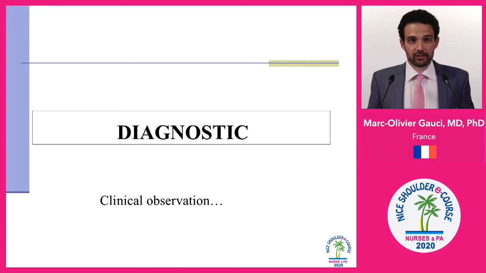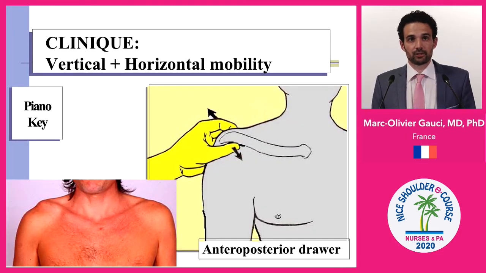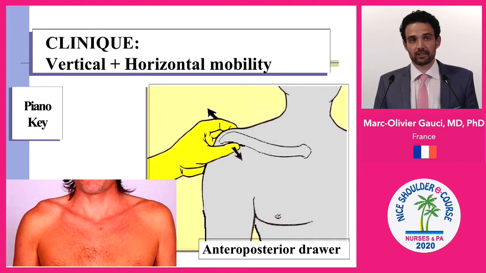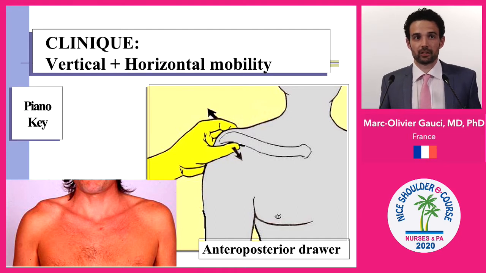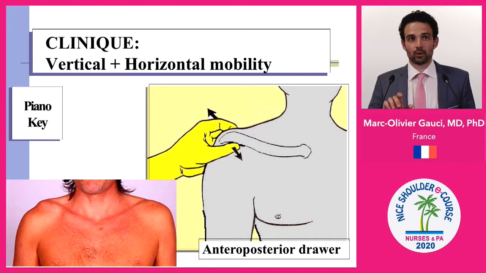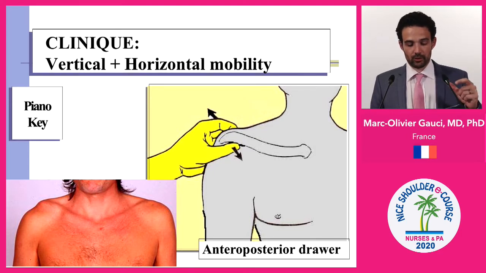How to make the diagnosis? Most of the time it is a clinical observation because you can see that there is a mobility of the clavicle in the vertical plane and in the horizontal plane. You have what we call the piano key, and you can play with the clavicle as an anterior-posterior drawer.